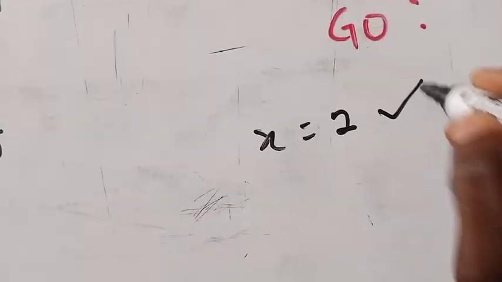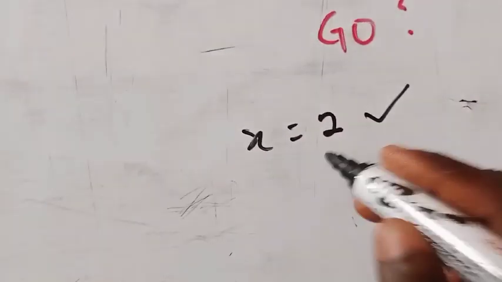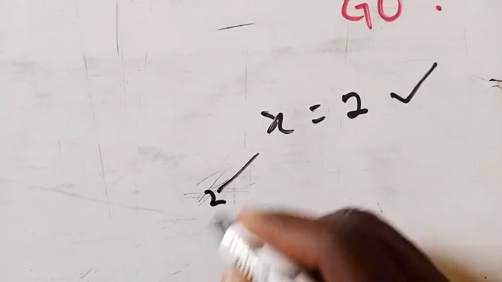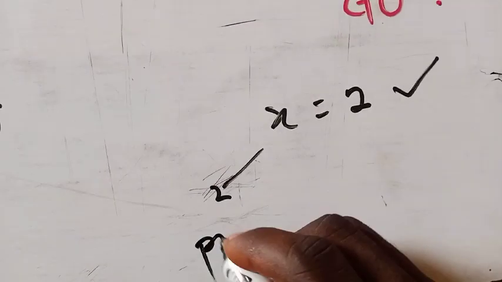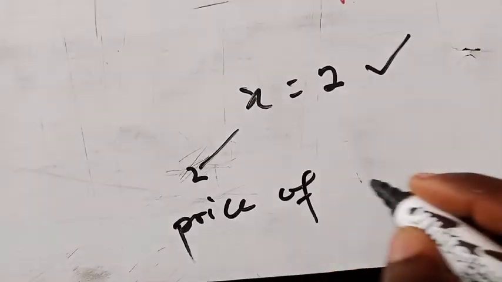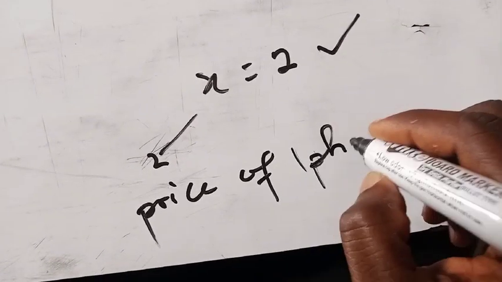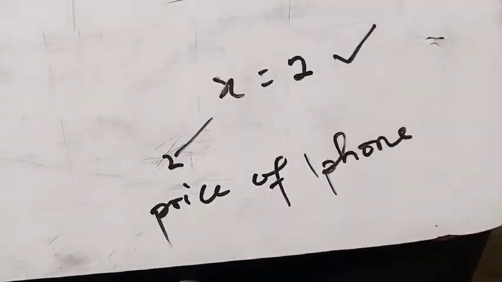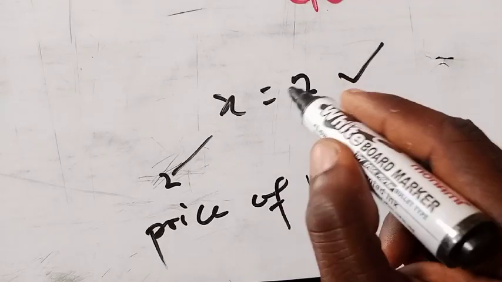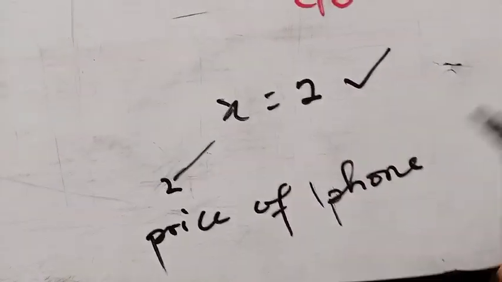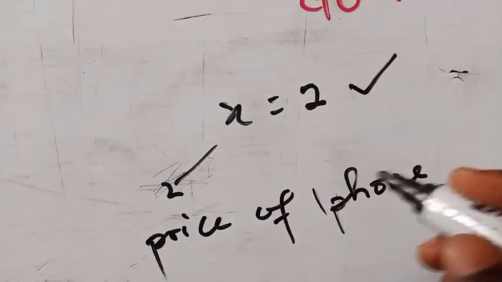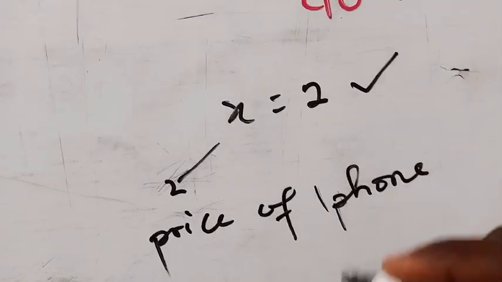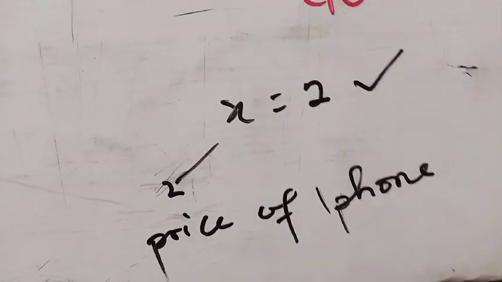Now let's say I say x is equal to 2. This is just a straightforward answer, right? There's no need for you to do anything. Now what will happen if you replace this x by the price of, let's say, an iPhone? So the price of the iPhone is just $2, 2 cedis, 2 naira, £2, and so on. Wherever you are watching this from, you can replace it with your currency.